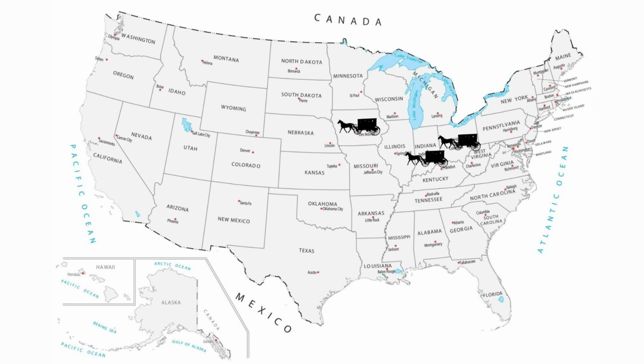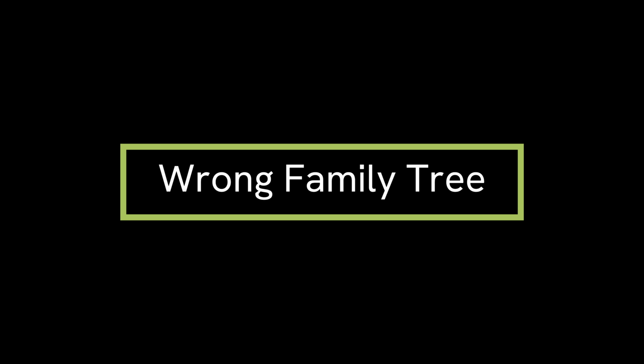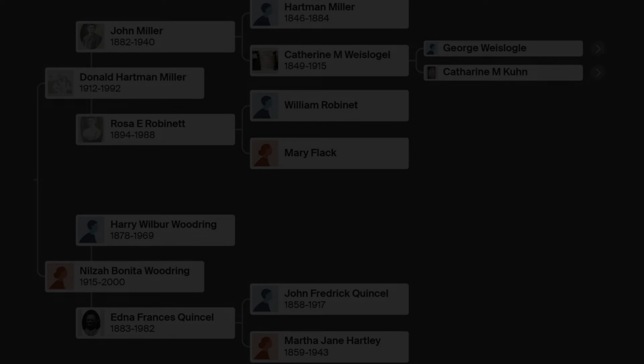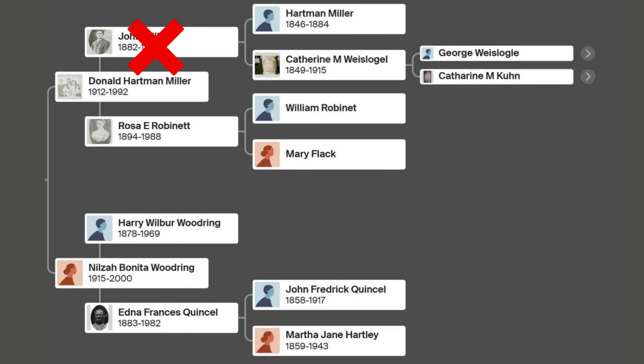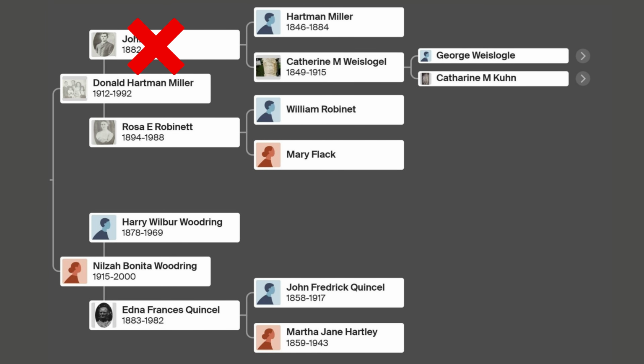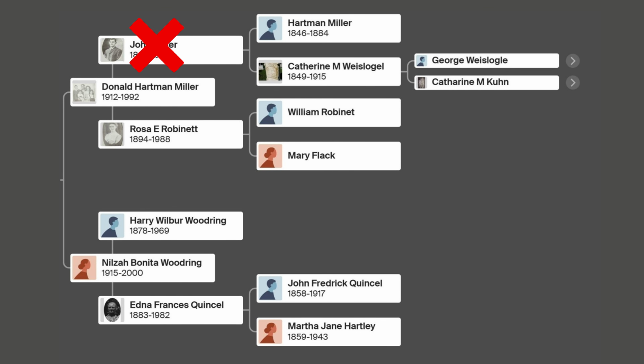If you attach the wrong John Miller to your tree, suddenly you've got the wrong parents, the wrong grandparents, and the wrong entire family line. Your tree may look impressive, but it's completely inaccurate. This is exactly why I always tell beginners that a small, accurate tree is far better than a giant, inaccurate one. So why does this happen so often?